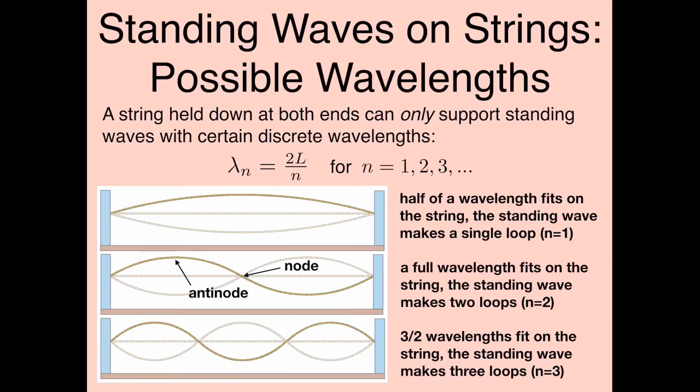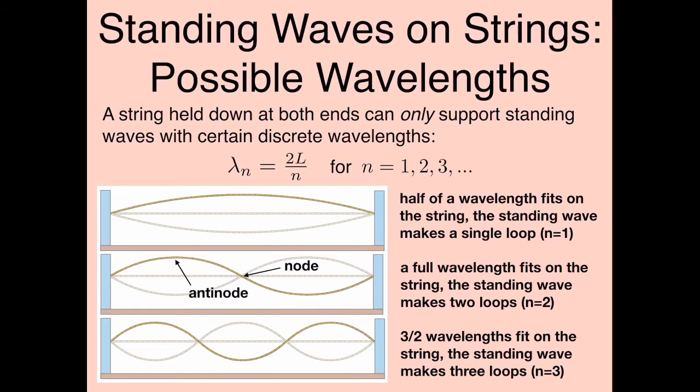If you plug in n equals 2 into this formula, the 2 on the bottom will cancel with the 2 on top, and then lambda is just exactly equal to L. So in this case, the length of the string is one wavelength. You're fitting a full wavelength in between the ends of the string like this. And we say you have two loops, because this antinode is going to vibrate up and down like this, this other antinode is also going to vibrate up and down like this, and then you're going to have a node in the middle which doesn't move. So you have two loops in your string for n equal to 2.